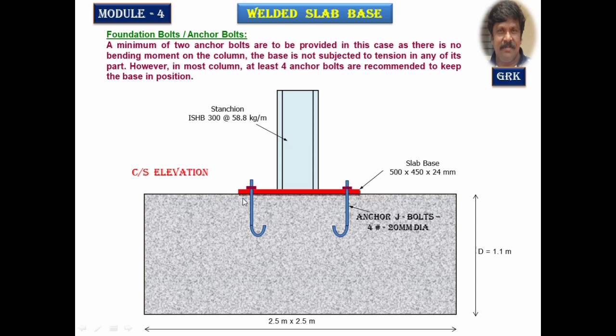Now we are providing it nominally. When it is subjected to a moment, and the base plate is subjected to tension, a portion of the base plate will be subjected to compression and some part to tension. To keep this in position, not to be lifted up, we are going to provide the bolts. Different types of bolts are there. One type of bolt we have shown here is the J type of bolt connection. This could also be designed for the tension.